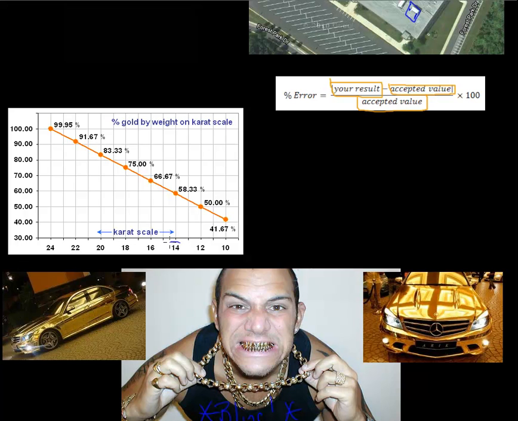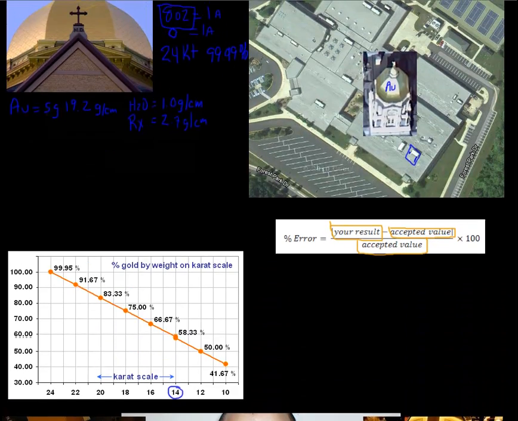let's say 14 karat gold. 14 karat gold looks like gold. What it is, it's almost 60% gold. It's almost 40% something else. So we're actually going to take this gold. He's going to take this gold. He's going to charge you for this. So he's going to do this, and I want to know what is my percent error.